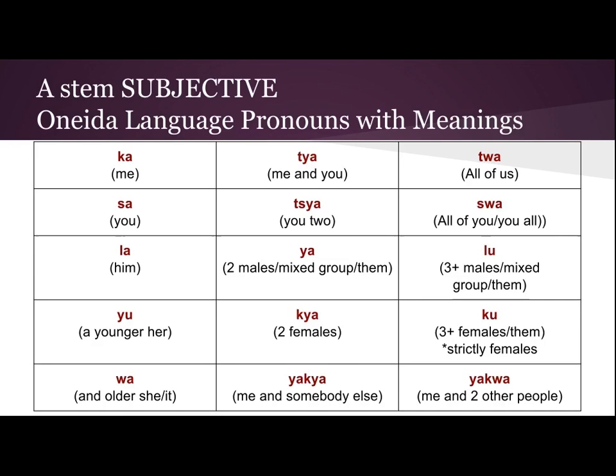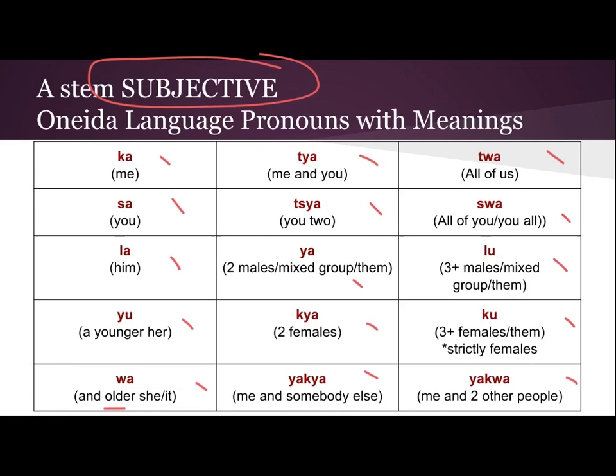Now on this page we have our meanings attached. So for the first one, if we go back to the subjective, our first one, ga, means me, za means you, la means him, you means her, like a younger her, wa can be she or it, generally an older she if it's used in that case. The second column, dia, is me and you, ja is you two, ya is two males, gia is two females, yagya is me and somebody else, or you could also say me and one other person, dwa is all of us, swa is you all or all of you, lu is three or more males, it could be a mixed group, gu is three or more females, it could also be a mixed group, and yagwa is me and two or more other people.